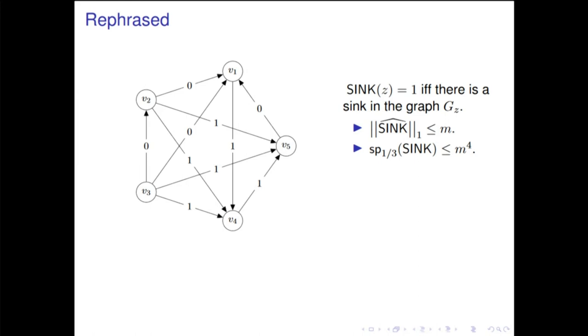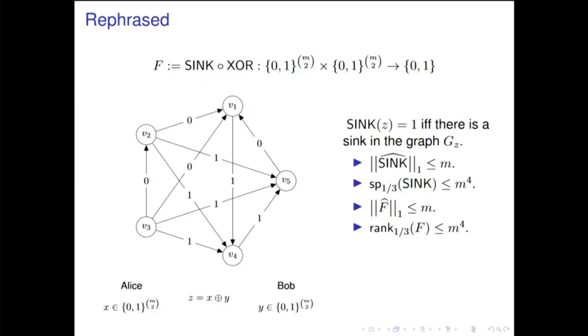And because of the equivalence between approximate spectral norm and approximate sparsity, we know that the approximate sparsity of sink is at most m to the 4. So when you take the logs, both of them are just log m. And you lift it with XOR, and these measures just simply lift because XOR is really nice. So even for sink composed with XOR, the L1 norm is at most m, and the approximate rank is at most m to the 4.